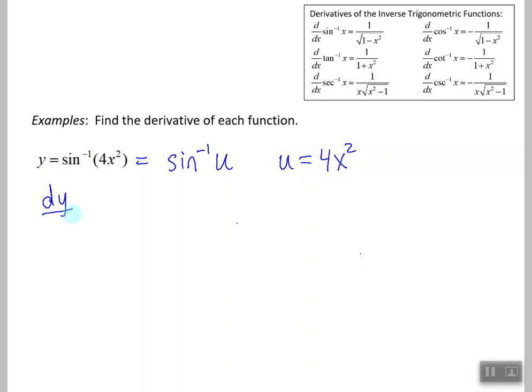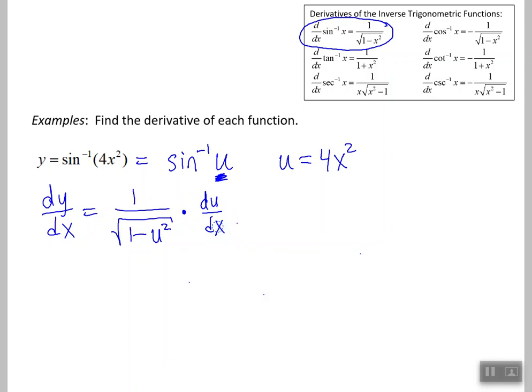So we take the derivative of y with respect to x using that derivative rule, and we get 1 over the square root of 1 minus u squared, because of course this is a u instead of an x. But because it's a u instead of an x, we must apply our chain rule and say times du dx. Now let's do some substituting. 1 over the square root of 1 minus, u is 4x squared, so replacing u with 4x squared, remembering to square it because it's u squared, it looks like this, and then times du dx.